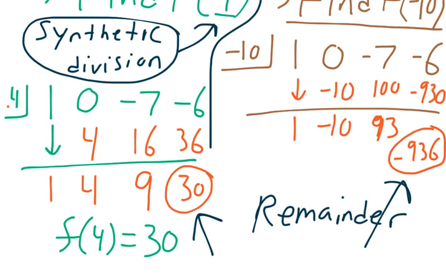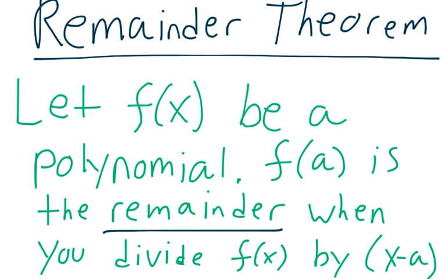So here's the definition of it. If I was you, I would write this down right here. The remainder theorem just states, let f of x be a polynomial. So f of x, g of x, whatever, just polynomials of some type. f of a is the remainder when you divide f of x by x minus a. That's the definition I'm giving you. I'll write this down and I'll explain it in a second.